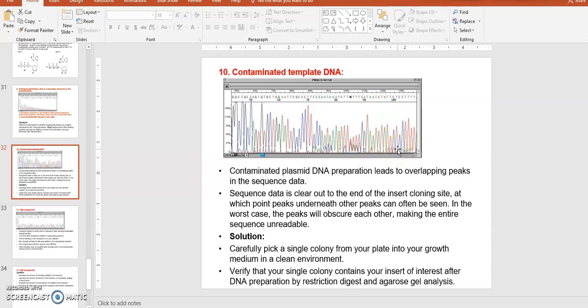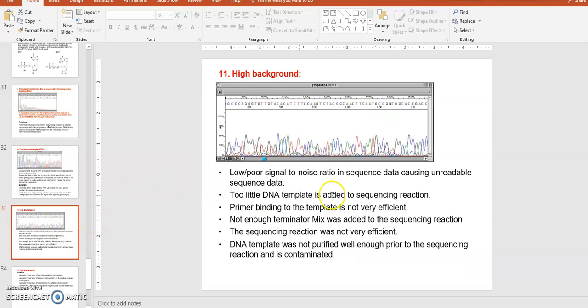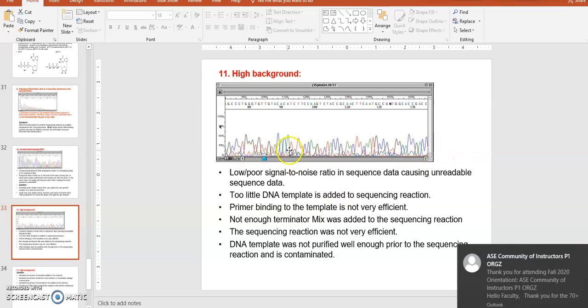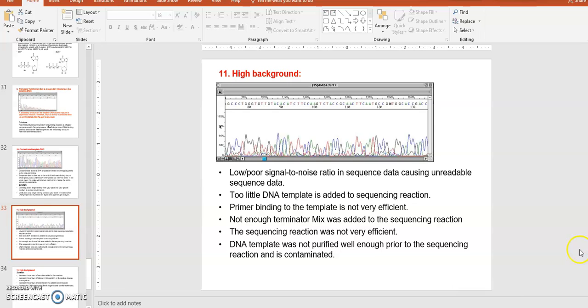That's a problem, right? So the sequence data is cleared out to the end of the insert cloning site. So you have to clean up your template DNA. That's the solution. And if it's contaminated with another DNA, you may have to go back to the original clone, get a pure DNA, and start over. So that's the suggestion for that issue. And high background. See, there are so many background peaks, which is not good.